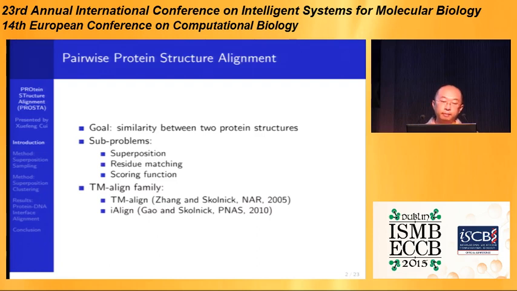This is why heuristic methods are adopted in existing state-of-the-art methods. So in this talk, I'm going to compare our method with the TM-Align family, which is one of the most widely used methods in protein structure alignment.